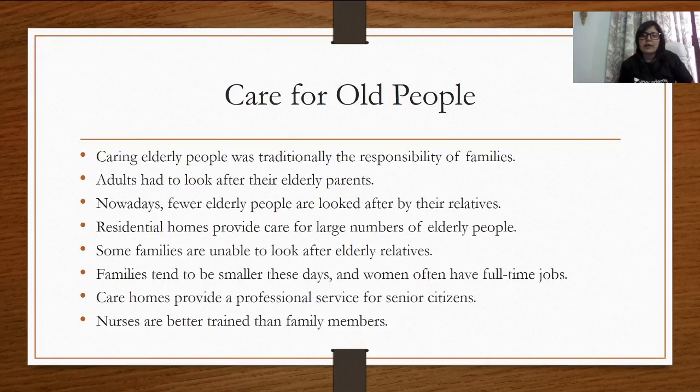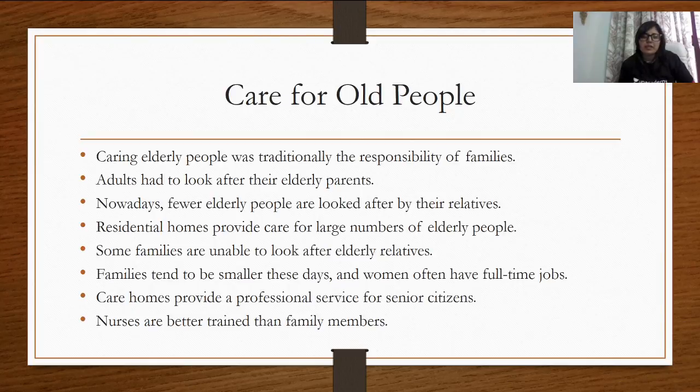Residential homes provide care for large numbers of elderly people, as I mentioned. Some families are unable to look after elderly relatives. There can be financial issues, there can be many other issues, due to which the families these days are not able to take care of the elderly people. Families tend to be smaller these days, and women have full-time jobs.